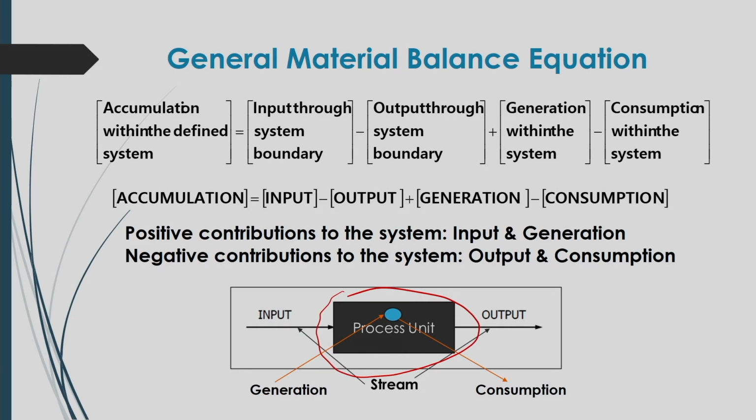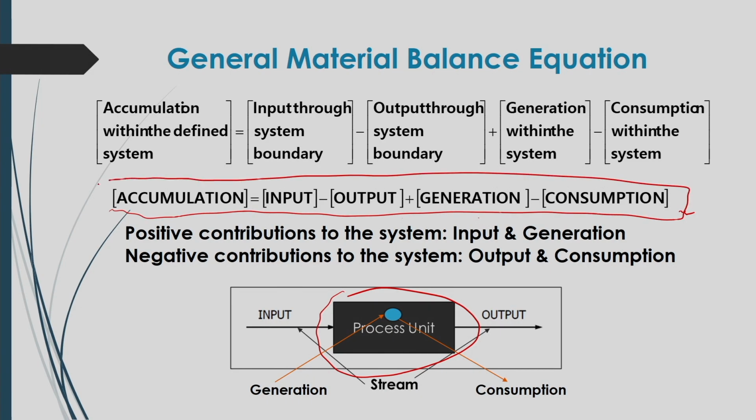Now, as per the principle of mass conservation, accumulation will be equal to input minus output plus generation minus consumption. So no material will be generated or destroyed in the universe. That is called conservation of mass. Based on that, for a particular process unit, this basic equation for the material balance can be expressed like this.